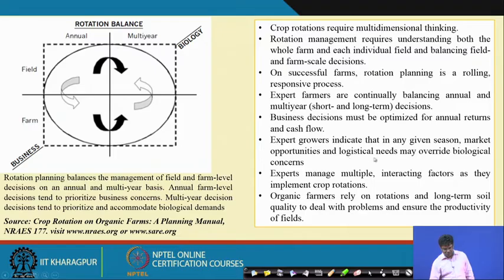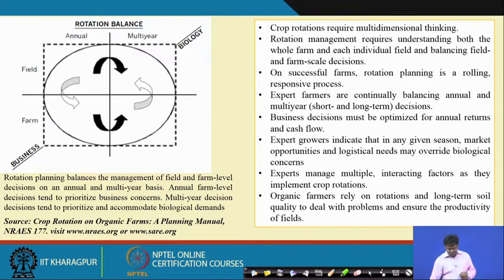Then expert growers indicate that in any given season, market opportunities and logistical needs may override the biological concerns. That means, depending upon the market potential for the crops or entities, as we are planning, we are looking at the market. What is the demand of the market, which crop can you grow so that you can sell it very smoothly, very comfortably, and get a good price. So, that is taken into account. That is a major factor that decides the crops to be grown.